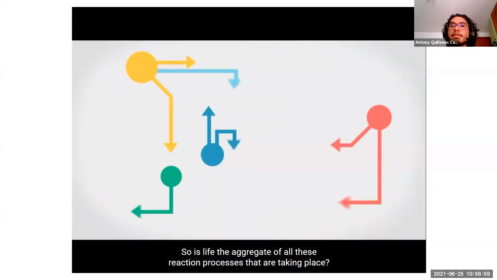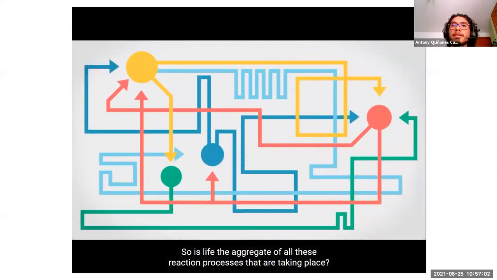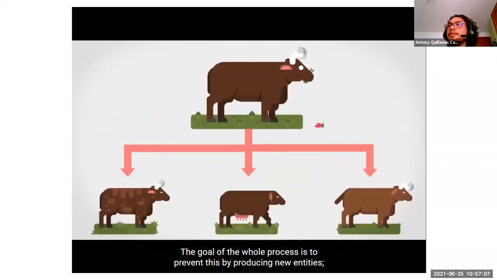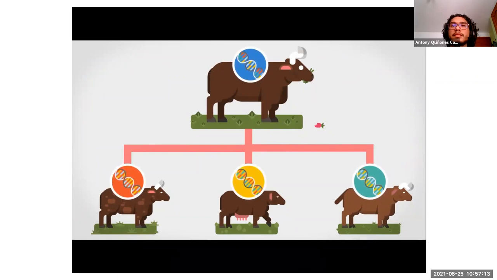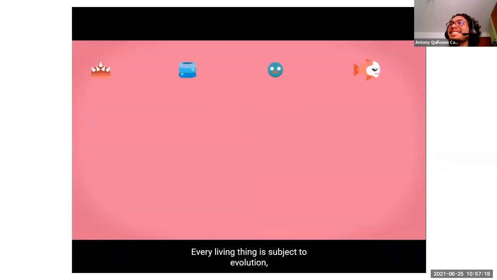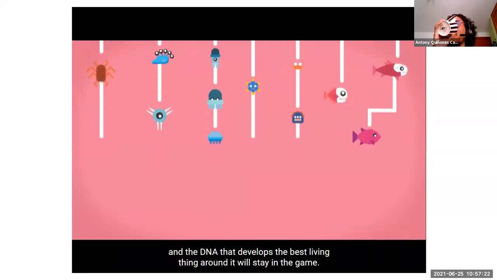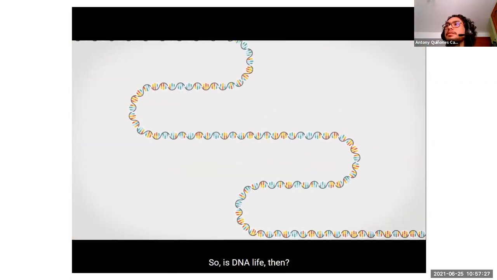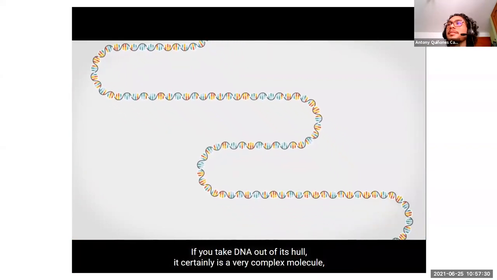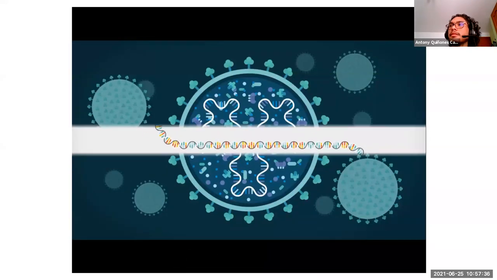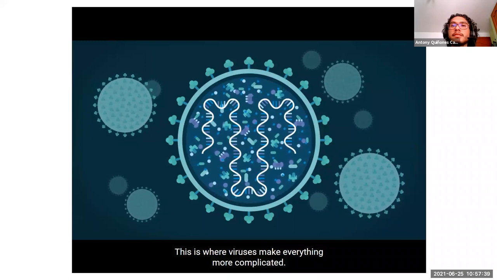So is life the aggregate of all these reaction processes that are taking place? Eventually, every living thing will die. The goal of the whole process is to prevent this by producing new entities. And by this, we mean DNA. Life is, in a way, just a lot of stuff that carries genetic information around. Every living thing is subject to evolution, and the DNA that develops the best living thing around it will stay in the game. So, is DNA life then? If you take DNA out of its hull, it certainly is a very complex molecule, but it can't do anything by itself. This is where viruses make everything more complicated.